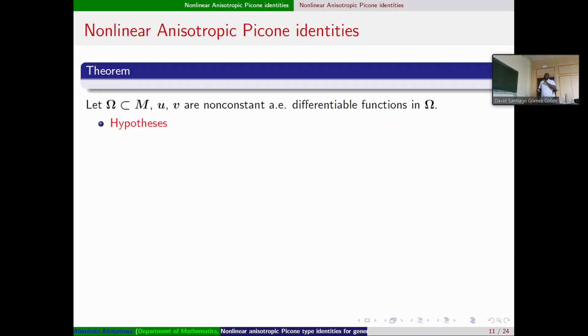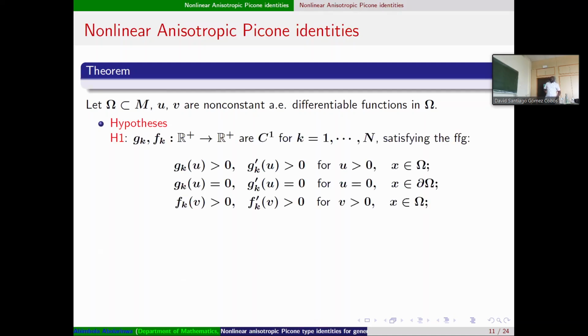Now, I want to present the anisotropic Picone identities. So, let's take a bounded domain of M, where M is the smooth manifold that I defined earlier on. Then we define two non-constant functions that are differentiable almost everywhere in omega. Then let's place the following conditions. We have two functions, gk and fk, from R plus to R plus. They are both C1, and they satisfy this. Let's say you have s coming from R plus, and gk of s is positive for s positive.